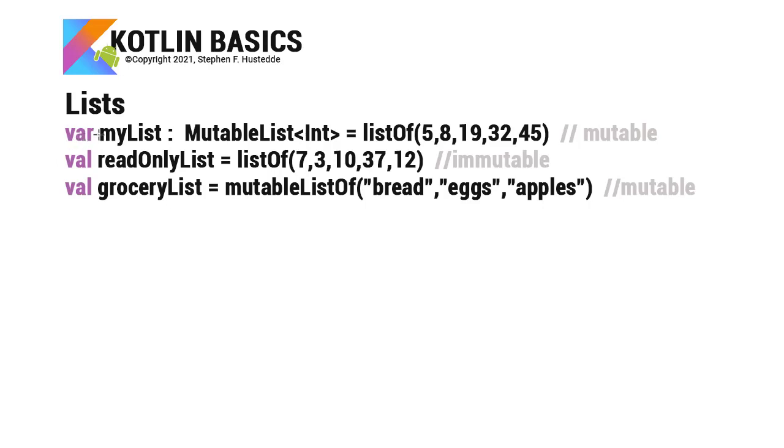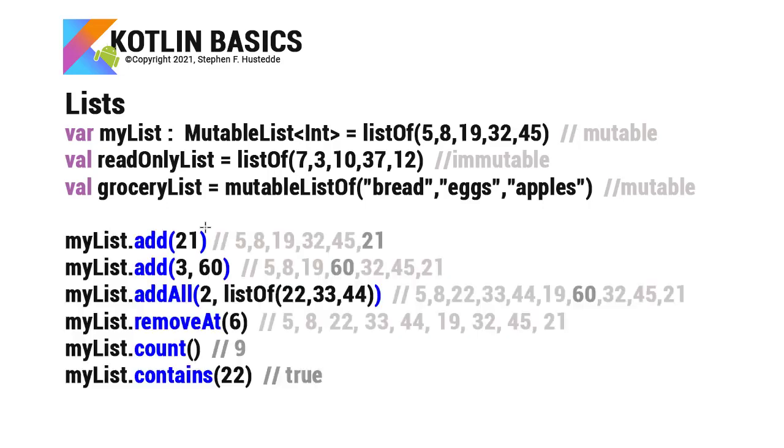Of course, we'll often declare lists as variables. So we have my list, and the data type here is a mutable list. It's a generic, and so in the brackets we can just declare the data type of that list. And there we can use list of. We can add values to a list. So if I add 21, it's going to append it to the end.